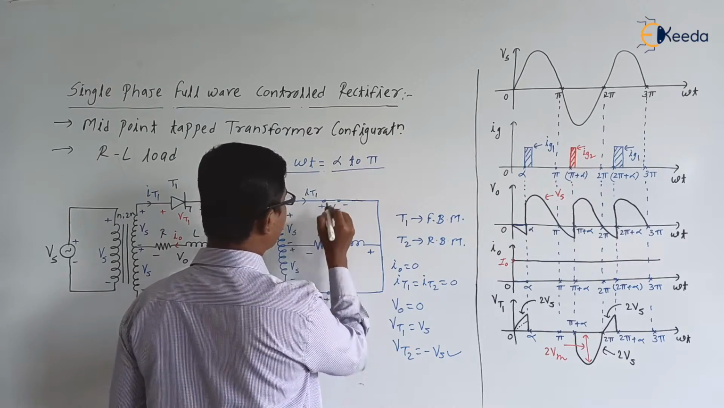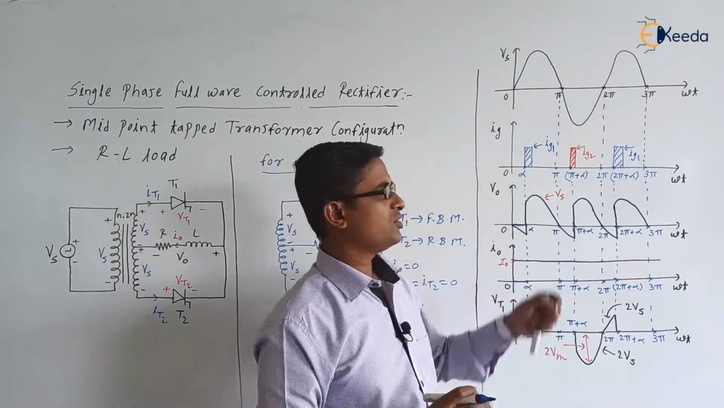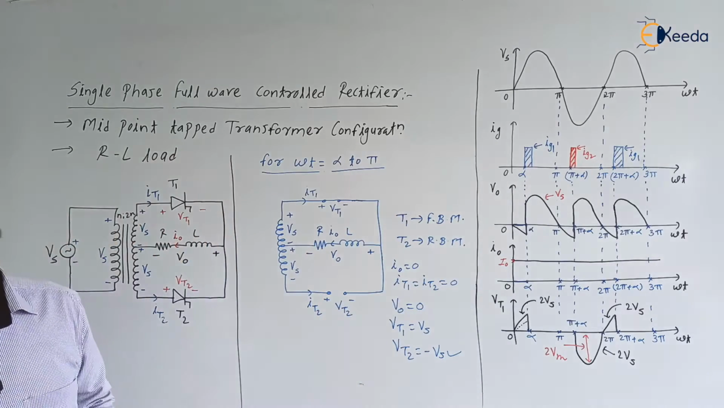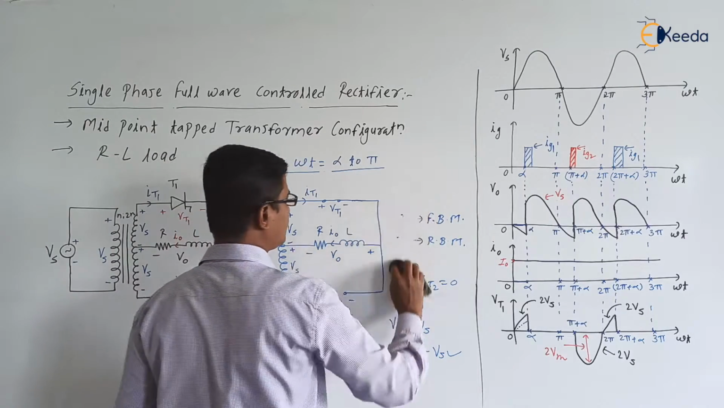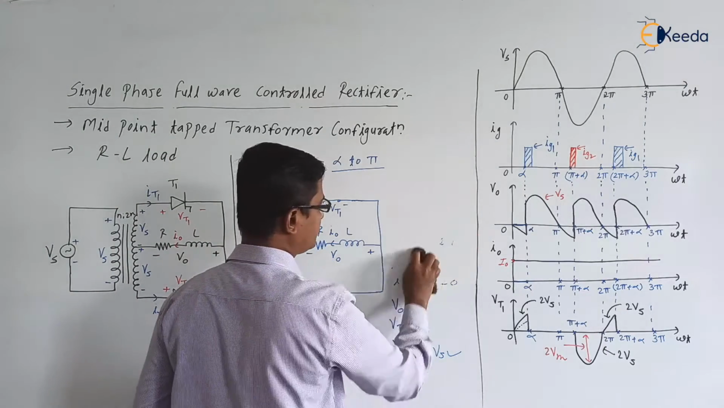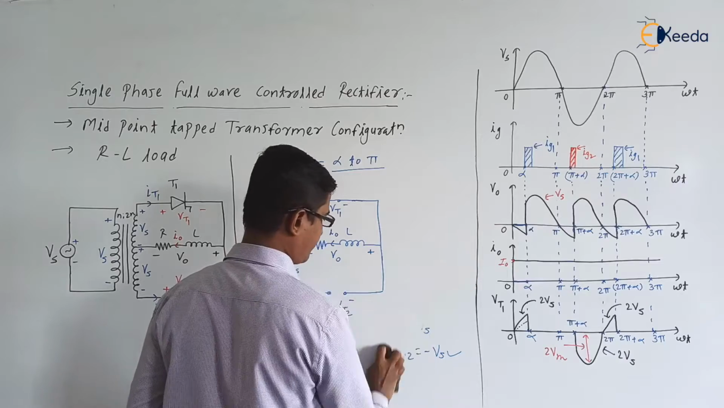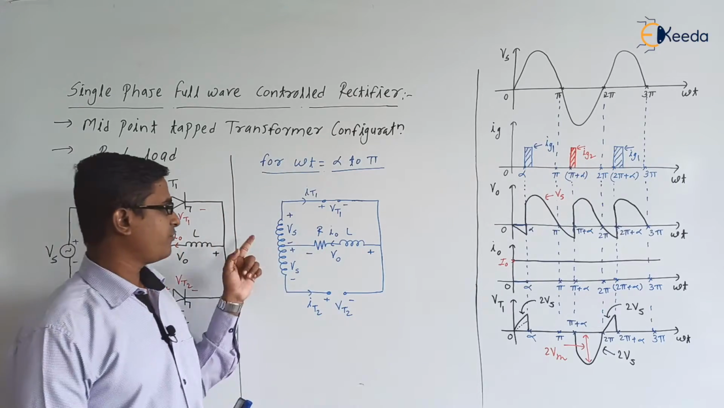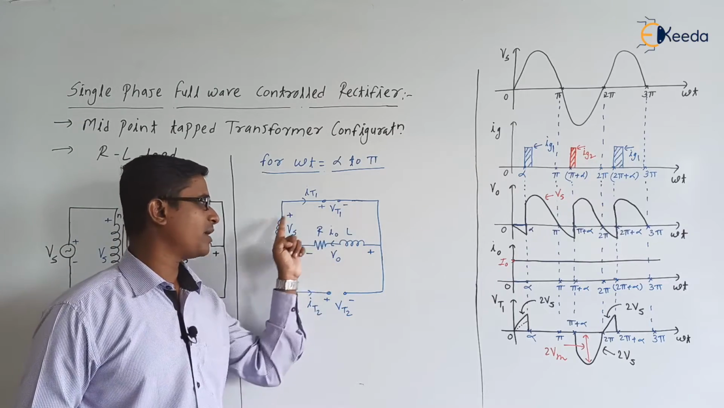Yes, gate pulse is applied to the thyristor T1. So thyristor T1 will turn on. When thyristor T1 is turned on, current will be flowing into the upper half loop, right? So here current will be flowing like Vs, T1, load, and again back to the Vs.